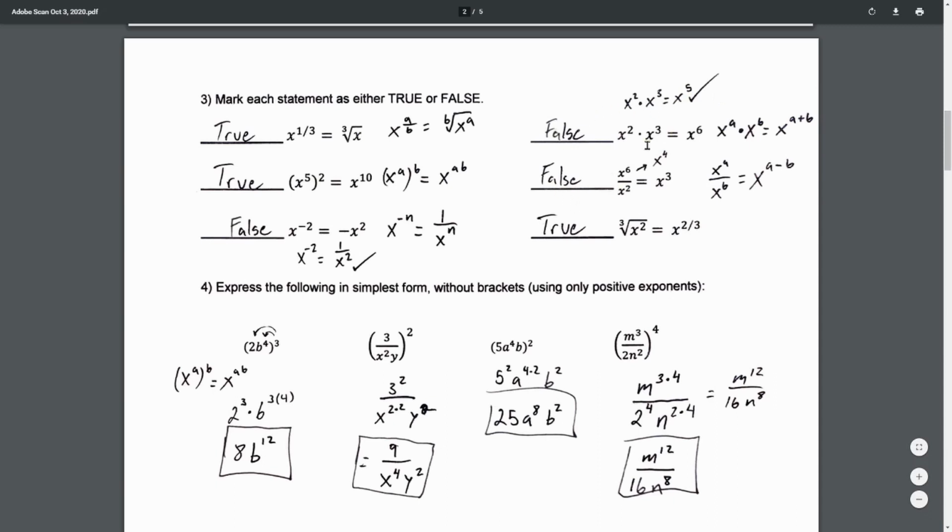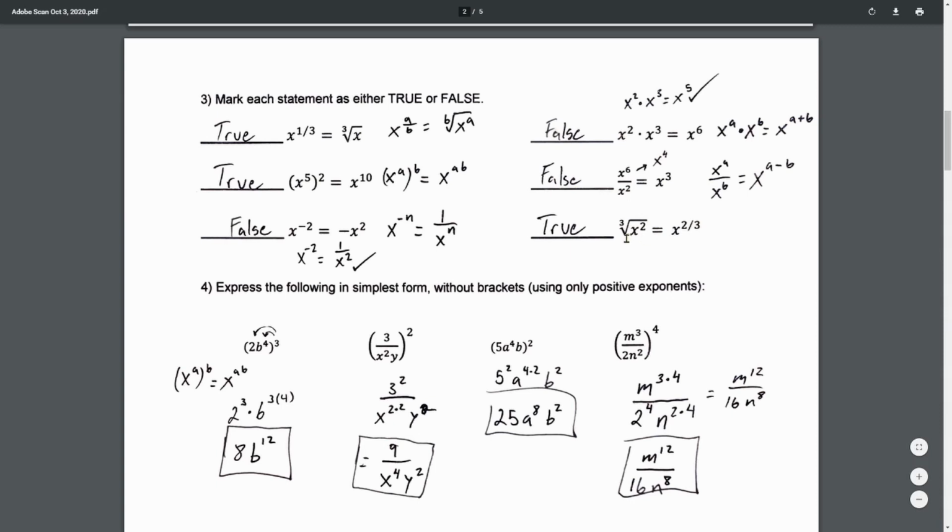Next we have x to the sixth over x squared equals x cubed. So the rule for this one would be x to the a over x to the b equals x to the a minus b. So this would be false, and the correct expression would be x to the fourth. We would take 6 and subtract 2, just like the rule says here.